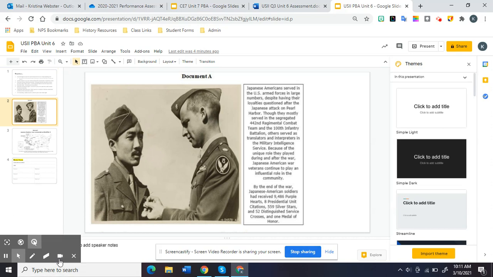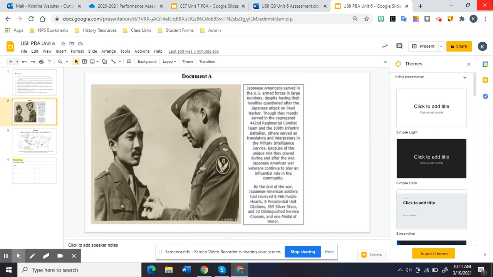So we have an image here of, it looks like a general of some kind pinning a badge on, it looks like a Japanese American soldier. And the text reads, Japanese Americans served in the U.S. Armed Forces in large numbers, despite having their loyalties questioned after the Japanese attack on Pearl Harbor. Though they mostly served in the segregated 442nd Regimental Combat Team in the 100th Infantry Battalion, others served as translators and interpreters in the Military Intelligence Service.